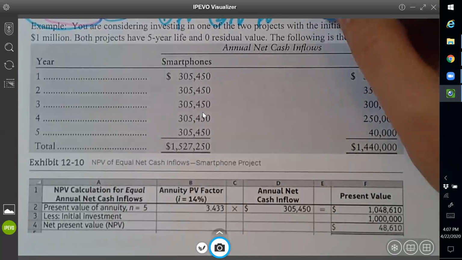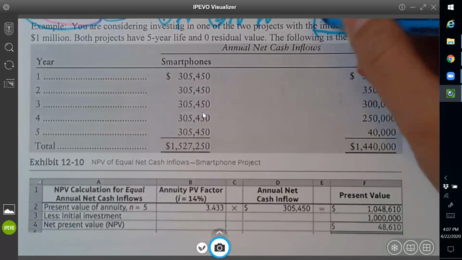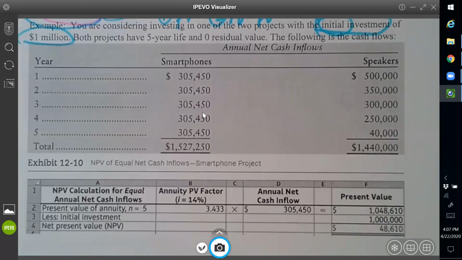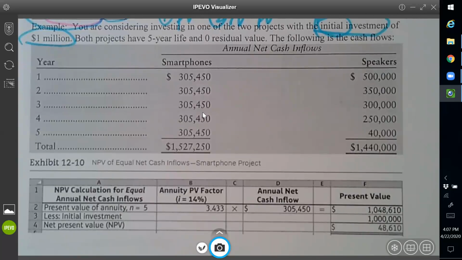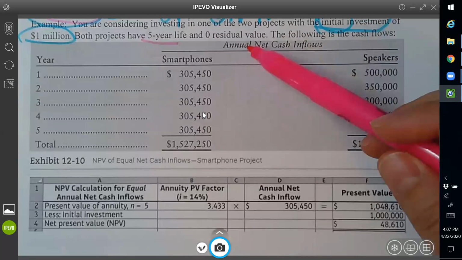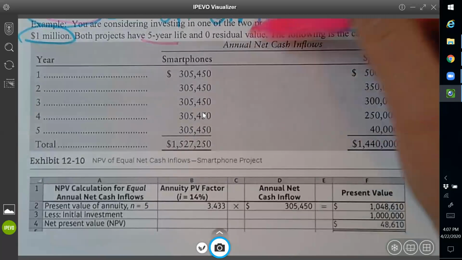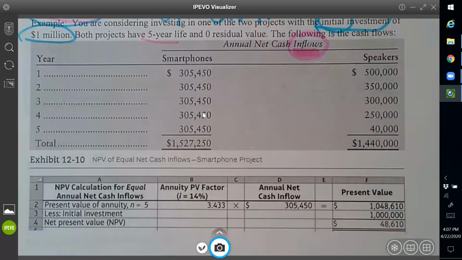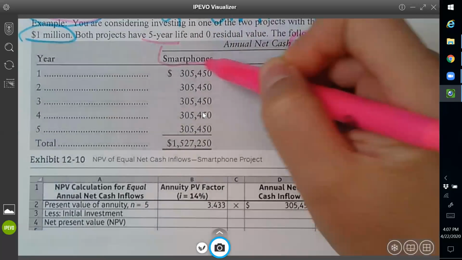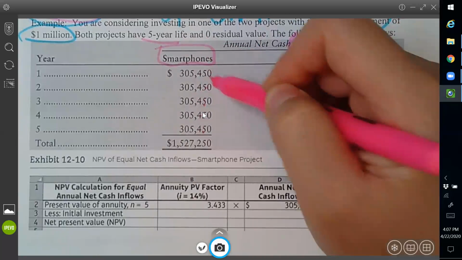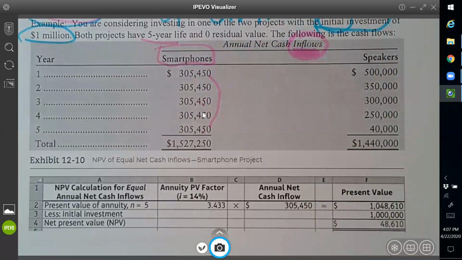So the net is the initial investment. Initial investment is you have to invest $1 million. Both projects are 5 years, no residual. And then for the net annual cash flow, look at this word, right? Annual cash inflow. If you invest in the smartphone, first year you get this, second year, third year, fourth year, fifth year. So every year you get the same amount of money.